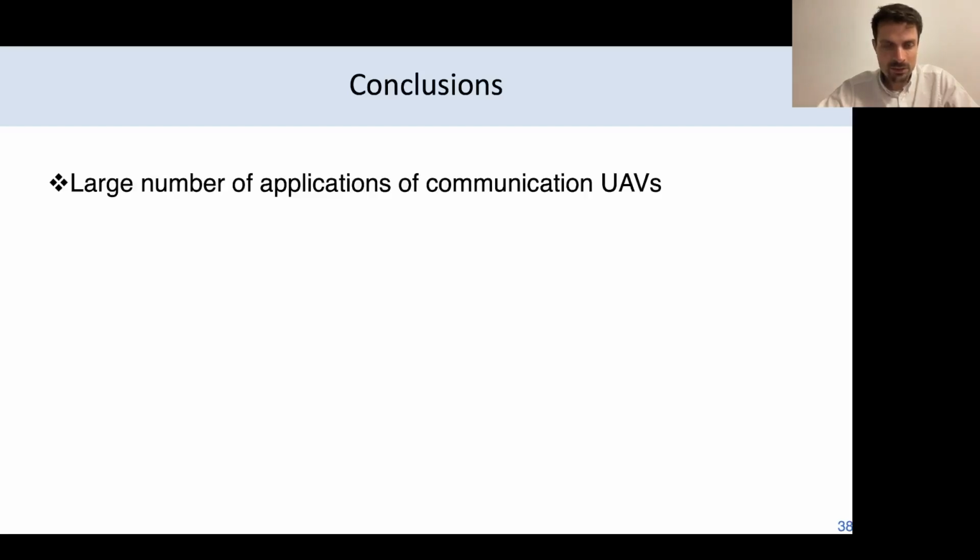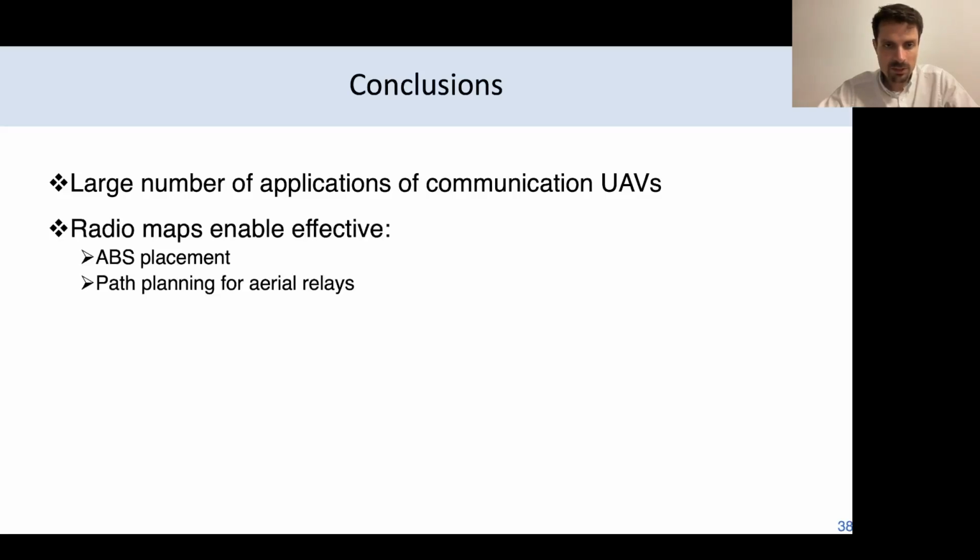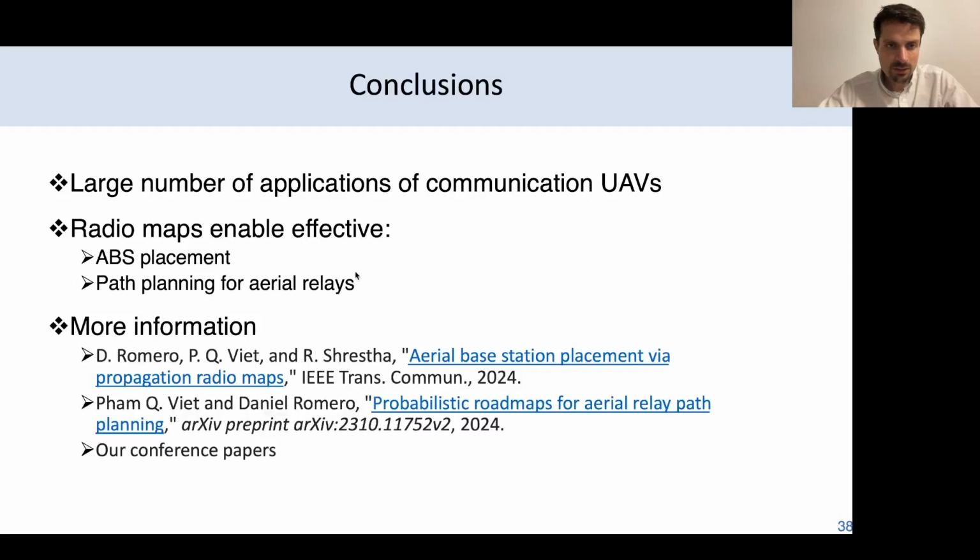So, to sum up, we have discussed a large number of applications of communication UAVs. In particular, we have solved 2 problems that arise in this context using radio maps.